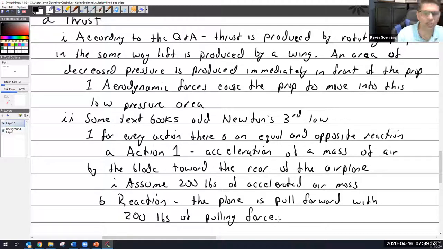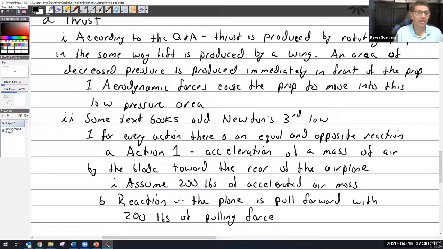So there's my action and reaction. So how does a propeller blade work? Well, we're gonna say two things. First I put according to Q&A. So again, I put that to remind you that you're probably going to see a Q&A question that says, exactly how does a propeller work?